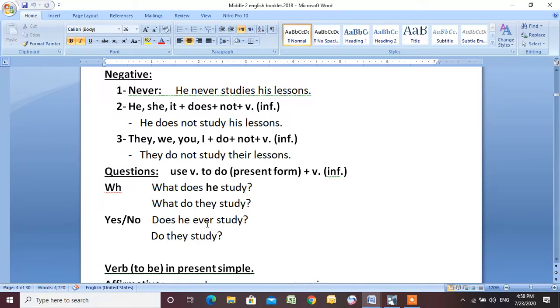Does he ever study? So you can use the word ever with yes, no questions. Do they study? Or I can put ever. I can say, do they ever study? Now we understand that we borrow the two words ever and never from the present perfect tense, but we can still use them in the present simple tense.